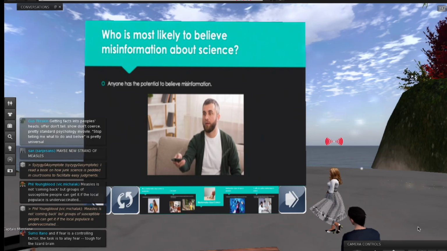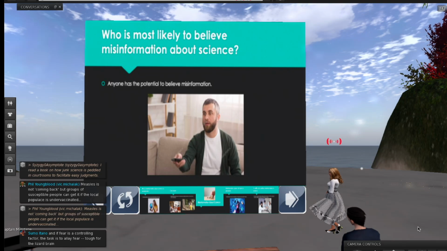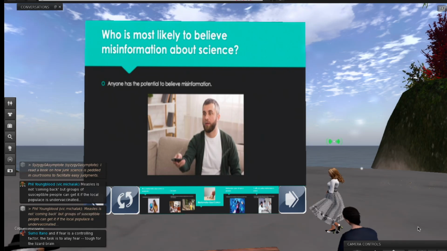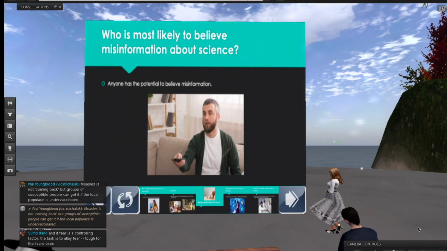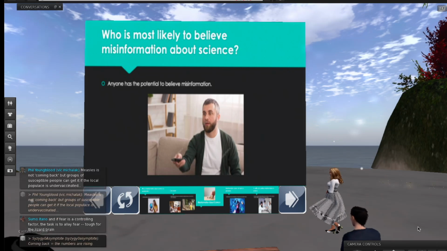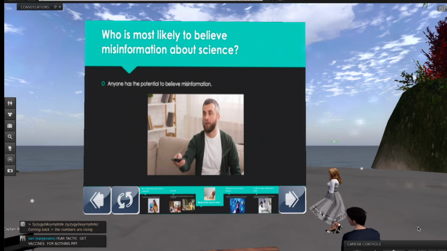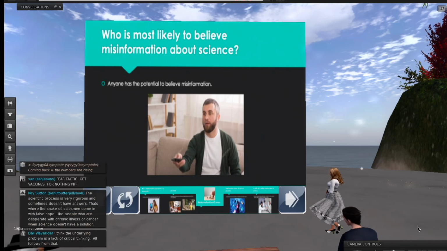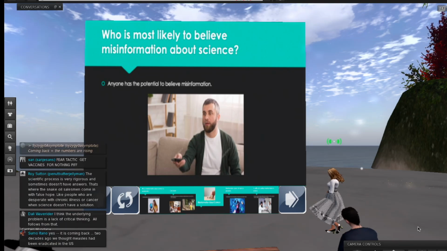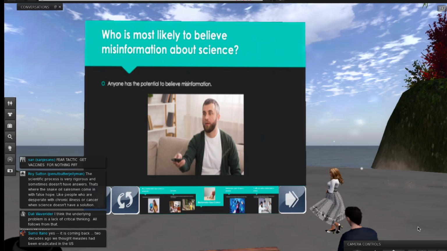Syzygy read a book on how junk science is peddled in courtrooms to facilitate easy judgments. There's an example of a distinctive misuse. Phil says measles is not coming back, but groups of susceptible people can get it if the local populace is under-vaccinated. Sumo says, if fear is a controlling factor, the task is to allay fear. Tough to do for the lizard brain. Gus said, getting facts into people's heads. Offer doesn't tell. Show doesn't coerce. Pretty standard psychology. Stop telling me what to do and believe is pretty universal.